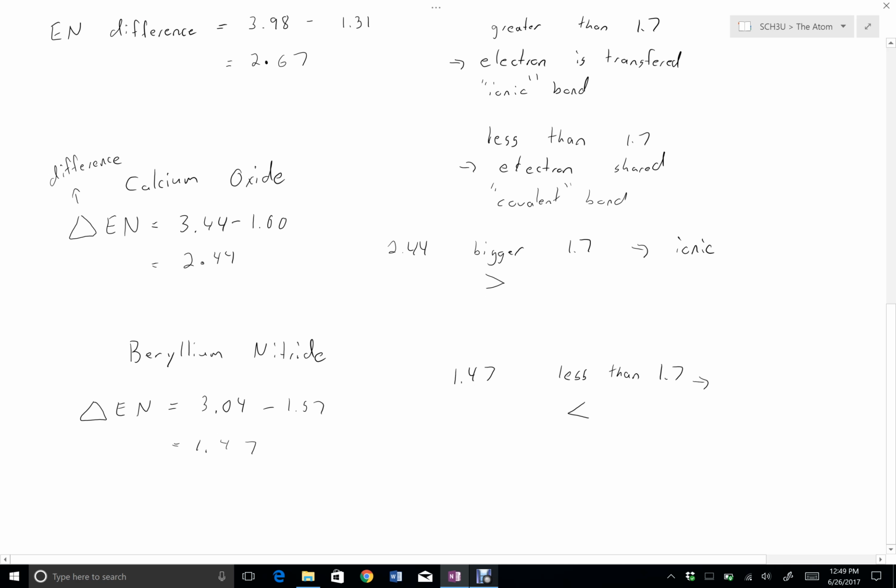This is then, even though it is a metal and a non-metal, it does not pass our test to say that the electron will be transferred. The difference isn't big enough. So this is actually a covalent bond, which means that if these guys met in nature, nitrogen wouldn't be strong enough to rip the electron away from beryllium, and so these two things would actually form a covalent compound instead of the expected ionic compound.